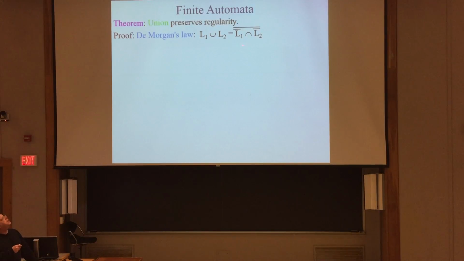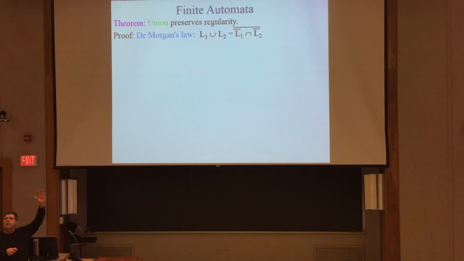But look at what's happening here. We want to see if the union preserves regularity. We don't know that yet, let's say. But we know that the intersection preserves regularity. So if you take this language L1, take the complement, that must be regular too, by negating the final and non-final states. L2 complement, that's regular too. You have two regular things in the intersection. That's regular too, by the cross product construction of the previous slide. And if you take the complement of that up here, that's regular too, because complementation preserves regularity yet again. So the whole right side is regular if L1 and L2 were regular.